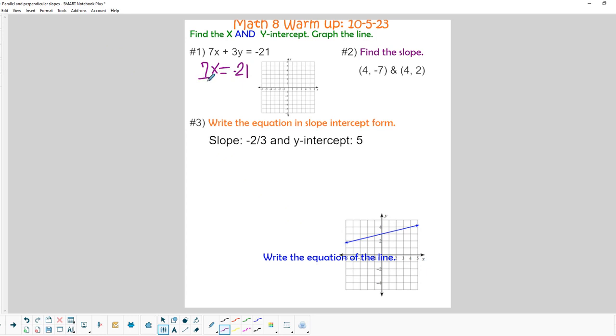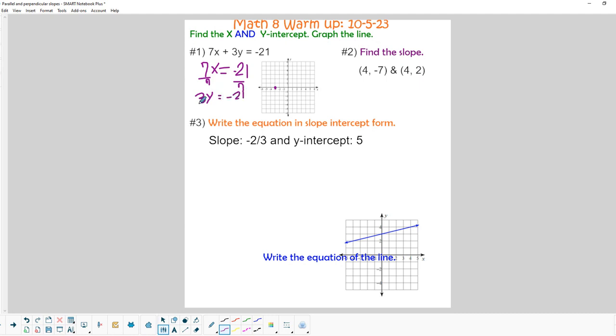So we divide by 7 on this first one, and we end up with -3 for our x-intercept. -21 divided by 7 is -3. So that's where my x-intercept is going to go. Then for my y-intercept, 3y equals -21.